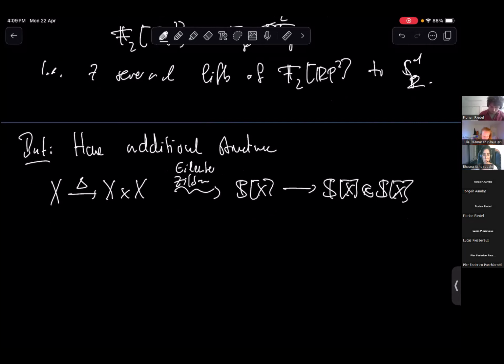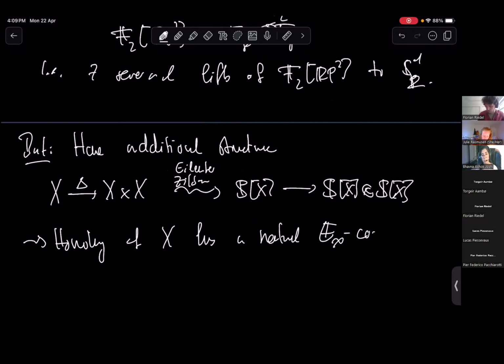The homology of X has a natural E-infinity coalgebra structure, basically deduced from this diagonal map and the map to the point. And also when I say coalgebra or algebra here, I always mean E-infinity, everything as derived as possible, and also everything is commutative.